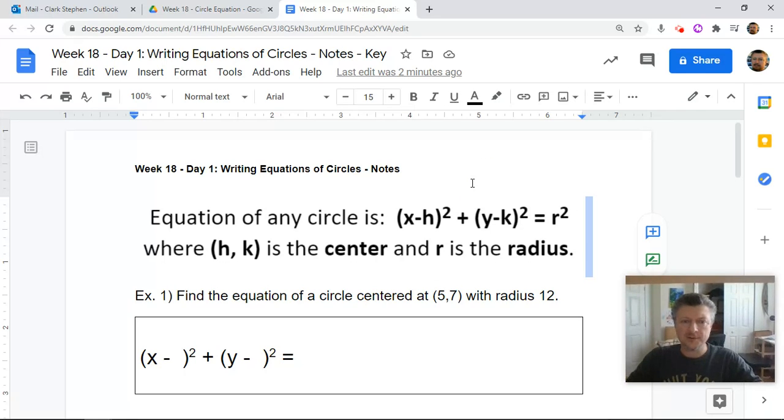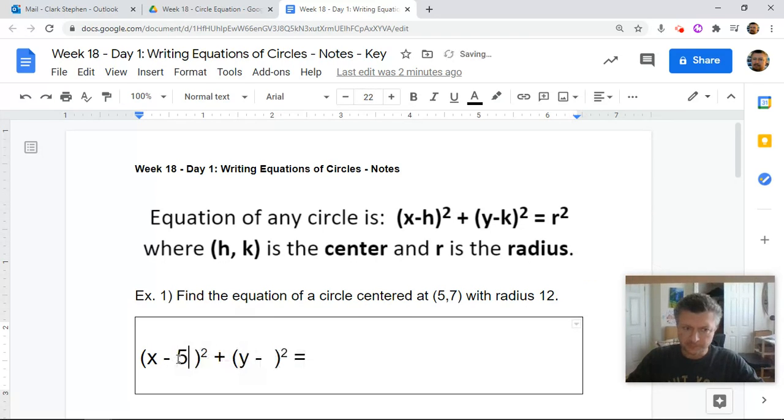So first thing is the 5, it goes in for your h. Now this is x minus h, so you have 5 right there. And then the 7 goes in for your k. So that's y minus k, so minus 7. All right. Now notice you have a positive 5, and then you have a minus 5. So you have positive 7, you have minus 7. It's the opposite.